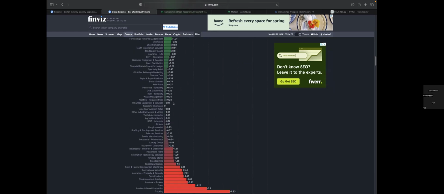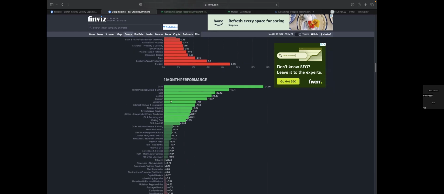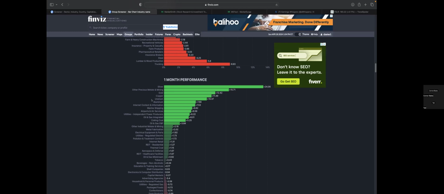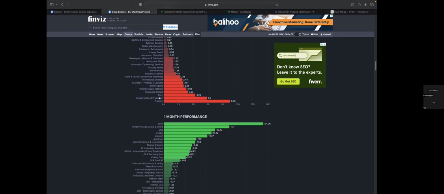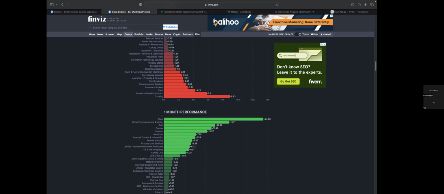And then if we zoom out to the 1 month performance, it's what we've been seeing. Silver, precious metals and minings, gold, copper, uranium, all commodities and metals have been the best performing sectors, and that's evident in the individual stocks as well. These have had the nicest trends and the best moves as of lately versus technology, which has been very choppy and going back and forth, not really having a trend.